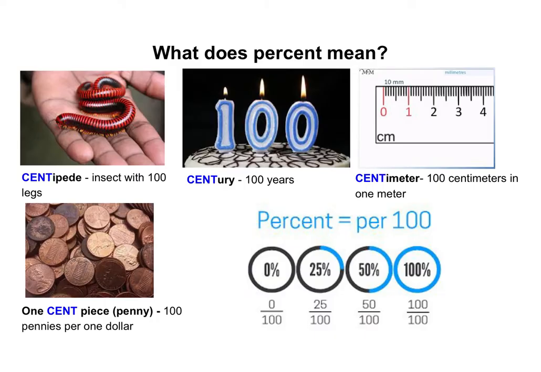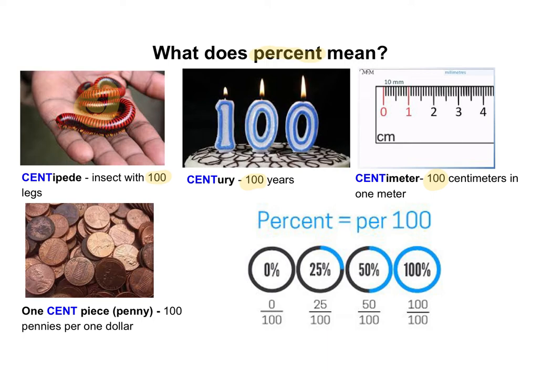So let's start by just talking about what percent means. Looking at this word percent, percent actually comes from an old Latin word for 100. There are some other places that you might see this part, cent, in the world. Like this bug that I really love, centipedes. They're named centipedes because they have 100 legs. A century is the word we use to represent 100 years. A centimeter is 1 out of 100 meters.